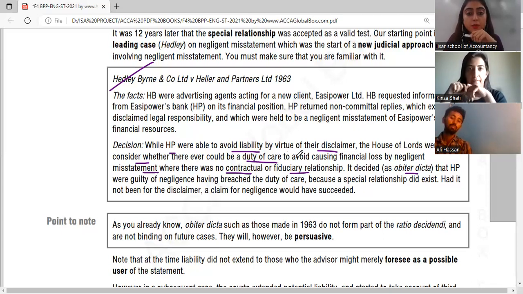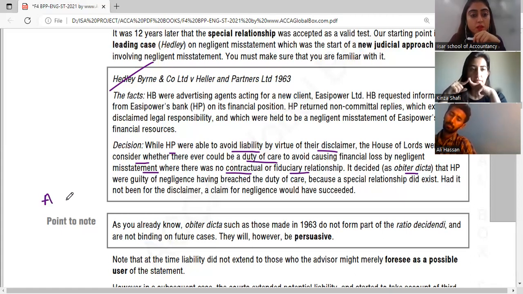Right. So basically, who is suing who? Easy Power suing HP. Okay, so let's consider the two parties as A and B. And what was the contract between A and B? That they'll be making up their advertisements.